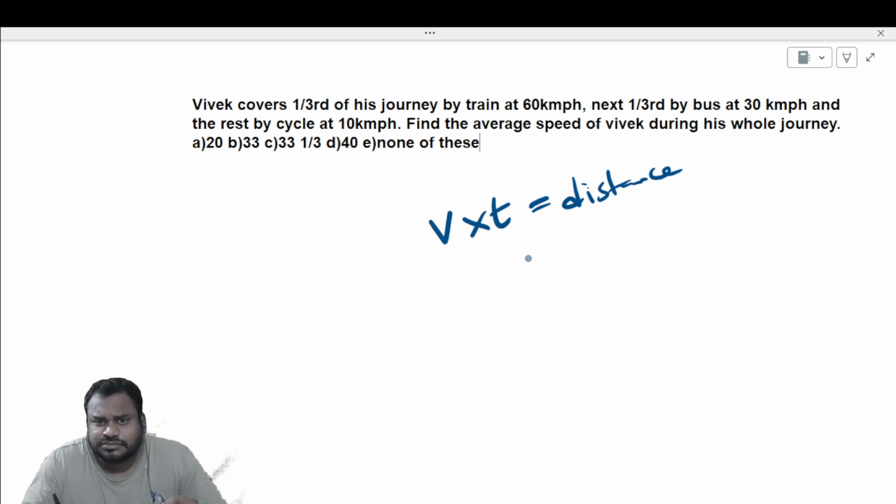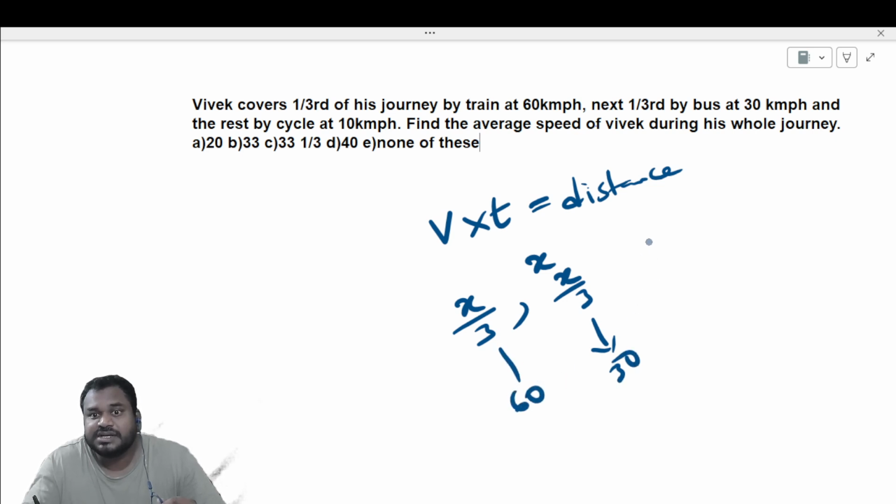Suppose I assume the total distance is x. Then x by 3 is at 60 kmph, x by 3 at 30 kmph, and the remaining part at 10 kmph. Out of three parts, one part is by train, another part by bus, and the remaining by cycle. Different speeds to travel. So find the average speed of Vivek during the whole journey.